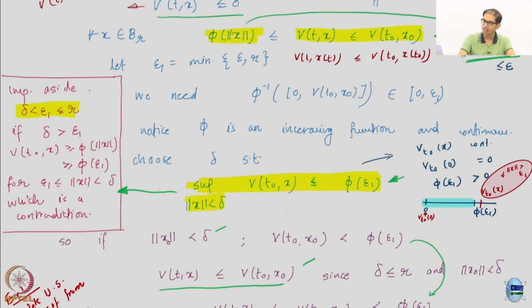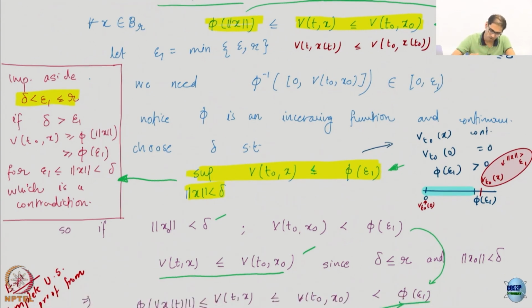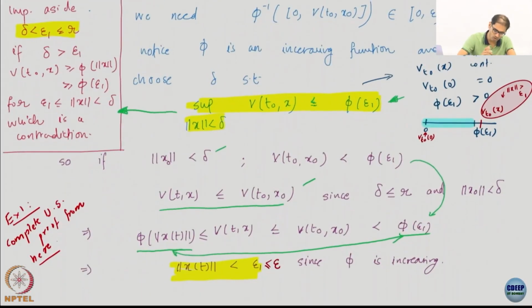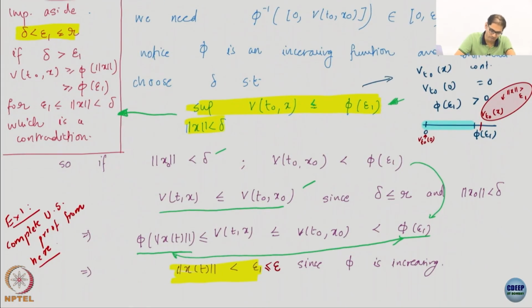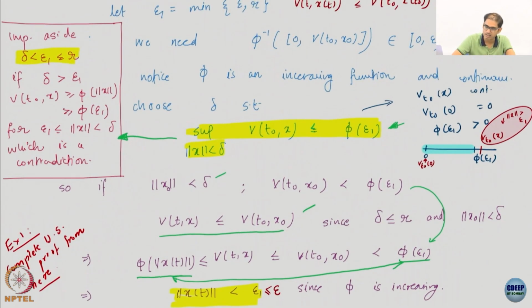Okay, okay. So, alright, I will go to the aside later on, but if this happens, so if x0 is less than delta, then I do have from this condition that Vt0 x0 is less than phi epsilon 1, and if this happens, I know that Vtx is less than or equal to Vt0 x0, because delta is less than or equal to r and norm x0 is less than or equal to delta, okay. So, which means that norm x0 is also less than or equal to r.